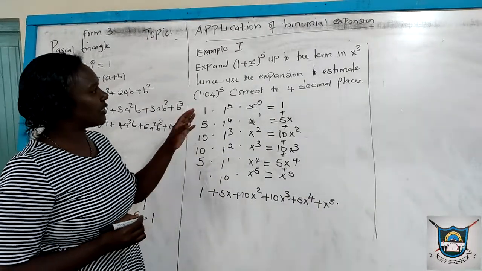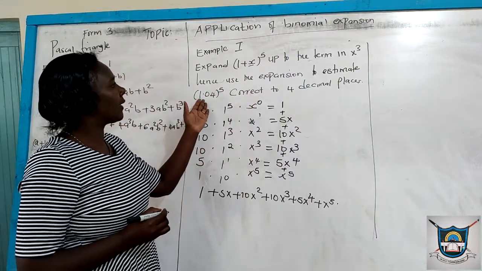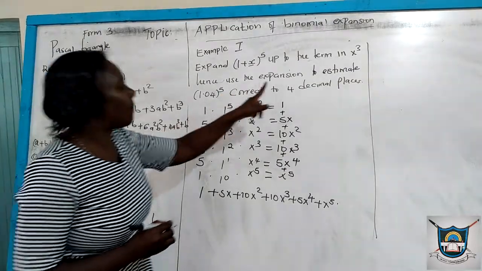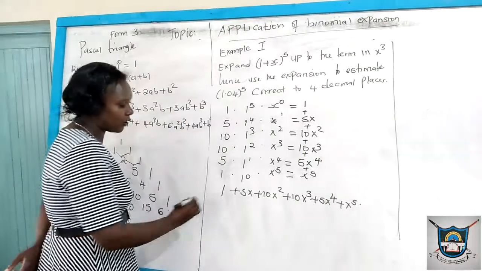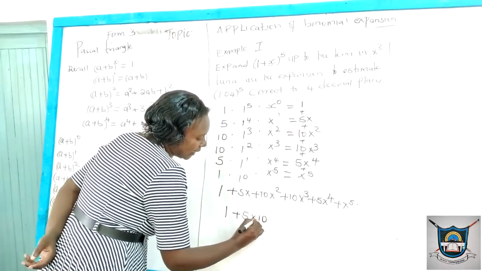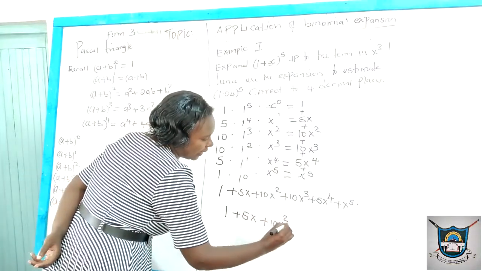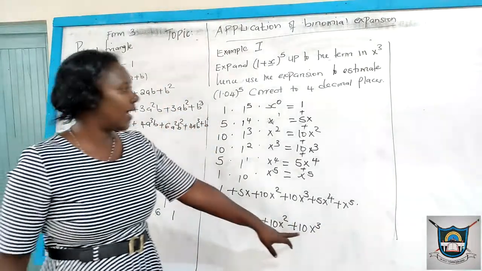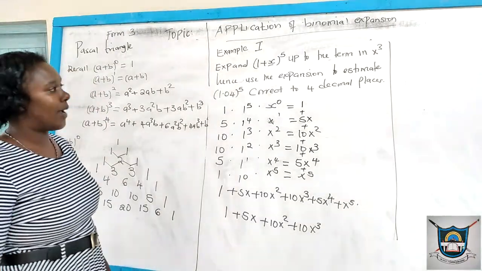Now, our question says, hence, use the expansion to estimate 1.04 to power 5. Our question says we go up to the term in x cubed. So our answer is going to be up to where we see x cubed. So it's going to be 1 plus 5x plus 10x squared plus 10x cubed, because our question says we go up to where we have x cubed. So we have those 4 terms up to where we have x cubed.